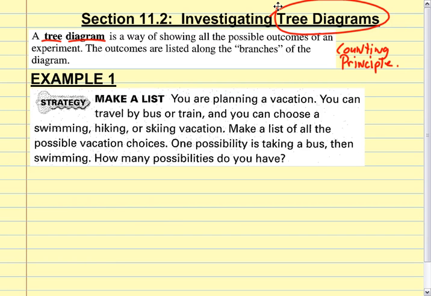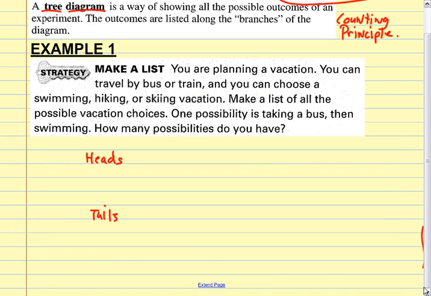Let's do an extremely simple one. How many different ways can we flip a coin and it land? Hayes? 2. Heads and tails. Am I right, Hayes? Now let me ask you this, Hayes. What if we flipped 2 coins? Now how many ways are there?